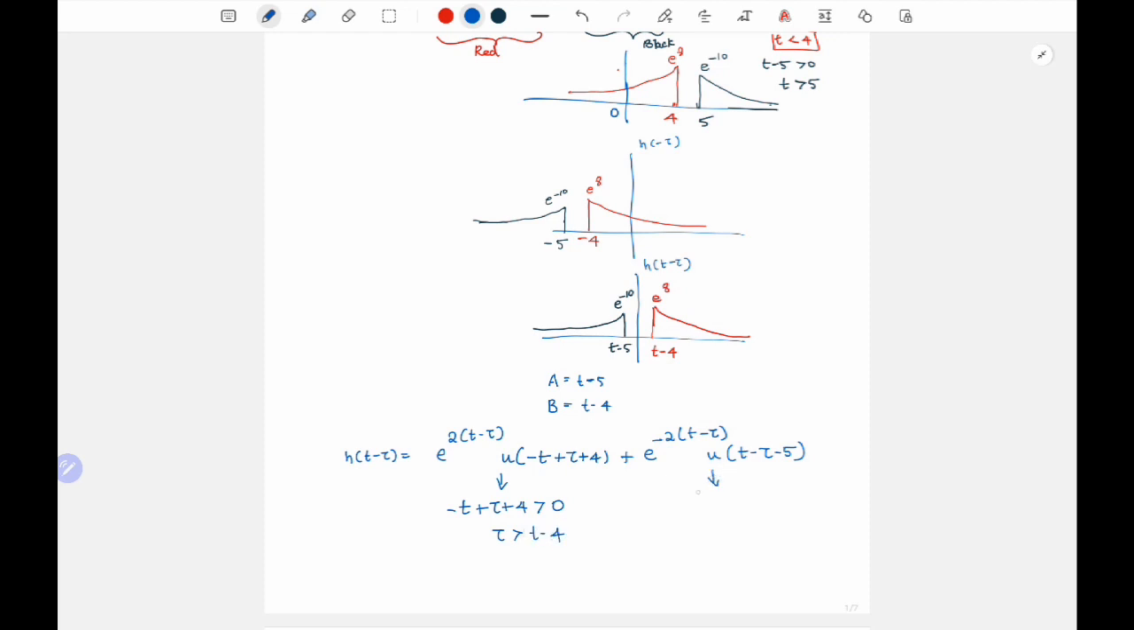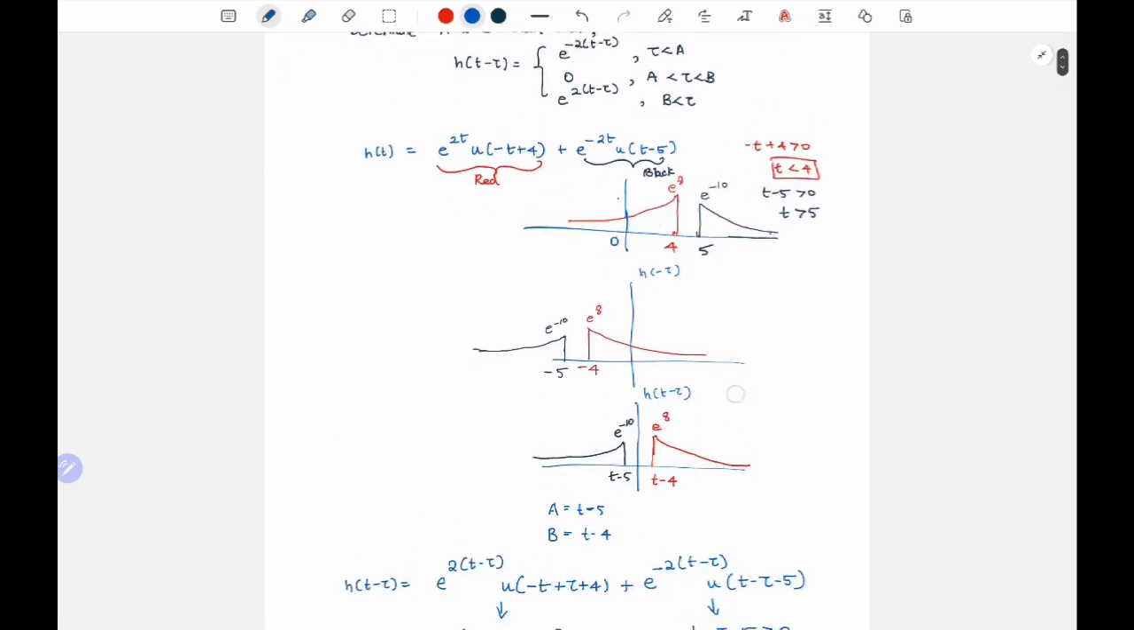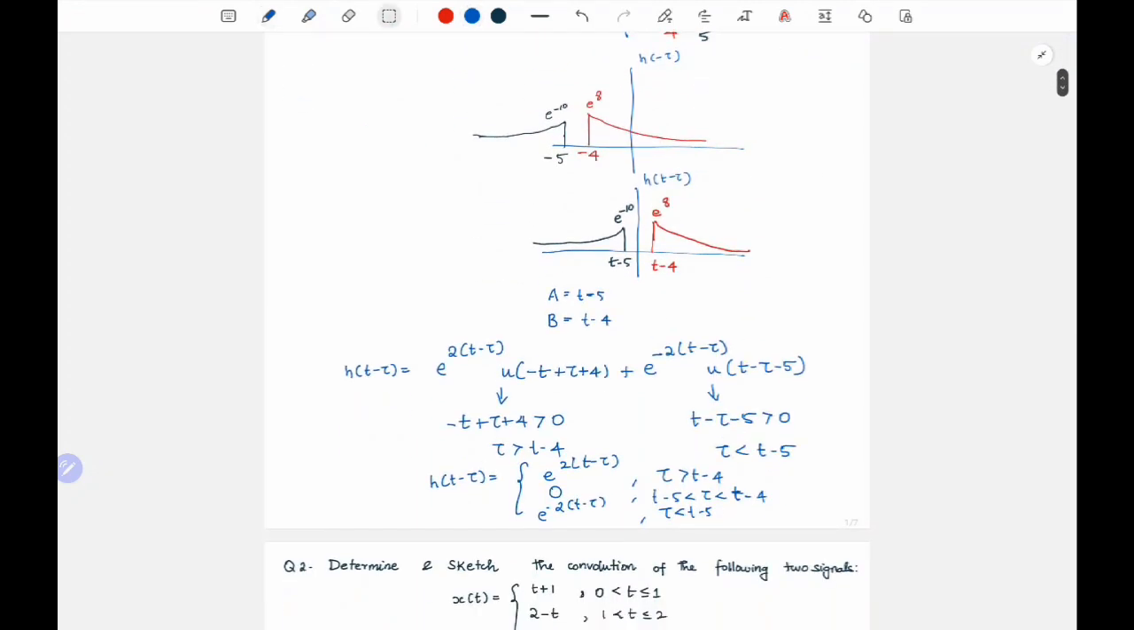And where does this signal exist? This exists for t minus tau minus 5 greater than 0, which is nothing but tau is less than t minus 5. So for tau greater than t minus 4, h of t minus tau is nothing but e power 2 into t minus tau. And in between t minus 4 and t minus 5, both of the signals are not existing, right? So it is 0 for tau in between t minus 5 and t minus 4. And for tau less than t minus 5, it is actually this signal, e power minus 2 into t minus tau. And I think in the question it is just opposite. So we first have e power minus 2 into t minus tau. So we'll just reposition them.